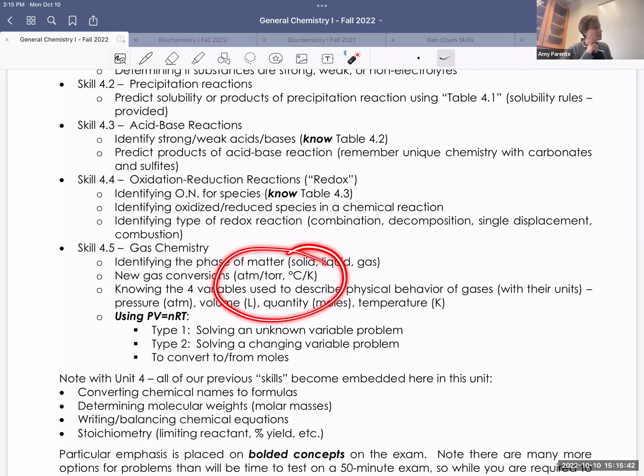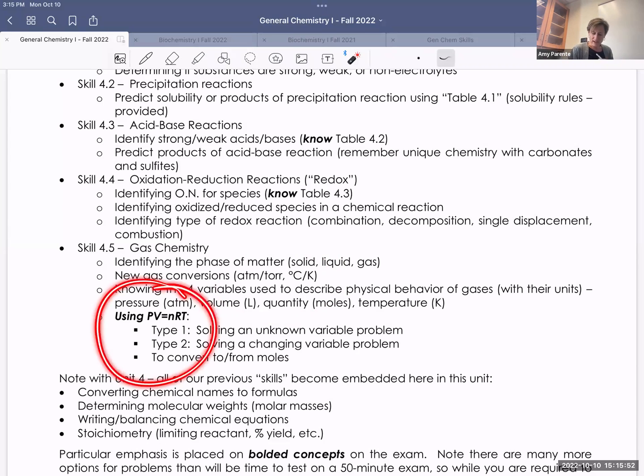Some gas conversion things that we need to think about. We did both of them today, the atmosphere to torr conversion, and then Celsius to Kelvin conversion. So 3 kinds of calculations, and we spent the end of class Friday and then on Monday today doing these problems. We did an unknown variable problem. We did a changing variable problem. And then sort of embedded in as an unknown variable problem is using PV equals nRT to convert to and from moles. Okay. So that in a nutshell is what exam 2 is going to be about.